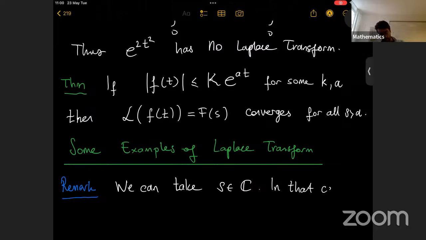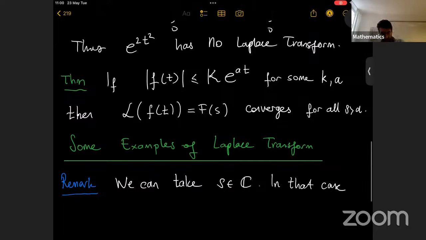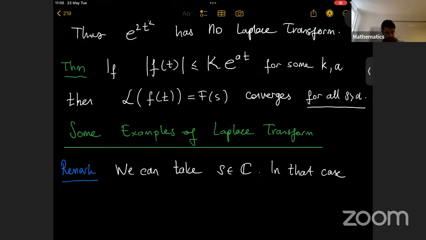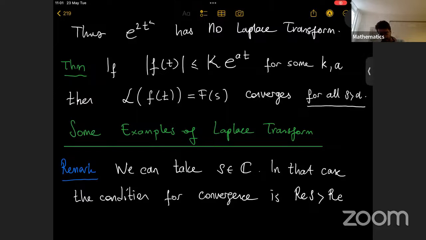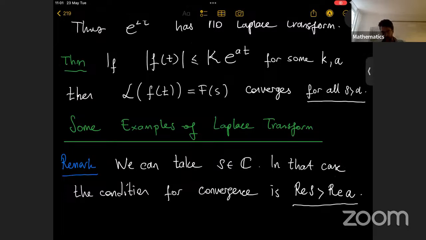In that case, the condition for convergence, here we had this, right? For all s bigger than a. In that case, the condition for convergence is real s bigger than, well, a can be a complex number as well. Real s is bigger than real a, okay? So instead of s bigger than a, we use real s bigger than real a. This again follows from the definition of the Laplace transform. I will not give the details.